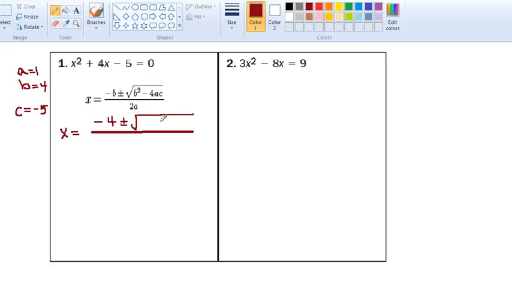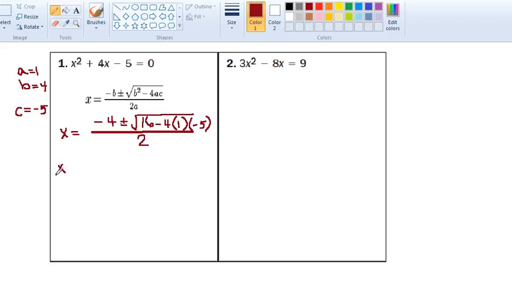Big radical. B squared. Okay, now this is a little shortcut we'll take. We know that it's 4 squared, so I'm just going to write a 16 in there rather than write 4 squared. And it's going to be minus 4 times a, which is 1, times c, which is negative 5. And that's all over 2a. Now let's go ahead and multiply that. 2 times a is 2. Okay, we're saving a couple steps here.